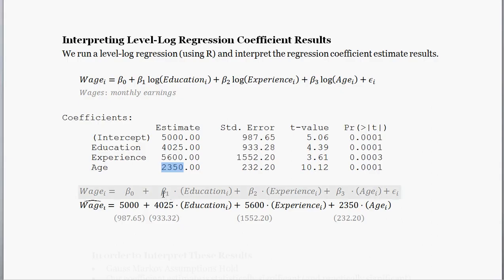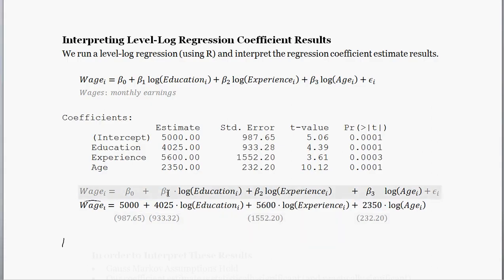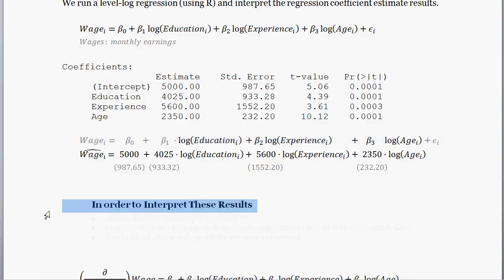So how do we interpret that? Let's focus on beta 1. How exactly do we interpret this when it was log education here? How, for example, do we interpret this beta 1 of 4,025? Well, before we start interpreting results, we need to cover a couple of things first. First, we need to think about the Gauss-Markov assumptions. They need to hold. There is some room for flexibility with the Gauss-Markov assumptions, but let's assume that they hold.